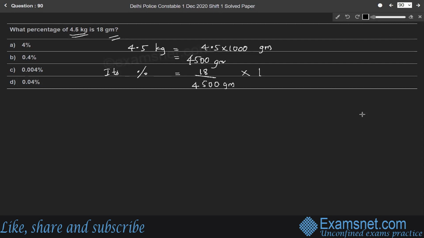Which is equal to 18 by 45. So 45 into 4 is 180. Right? Therefore, 0.4. Therefore, its percentage is 0.4%.